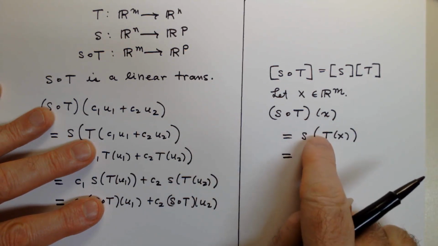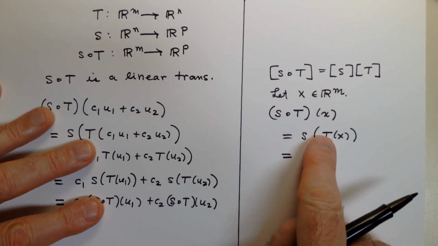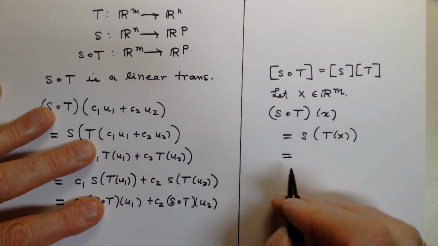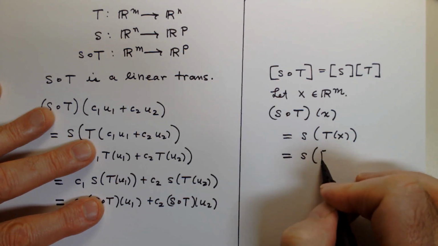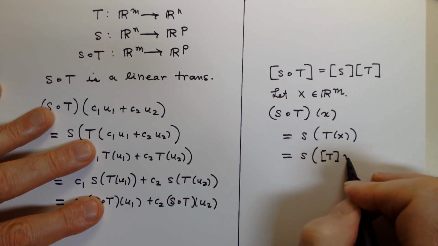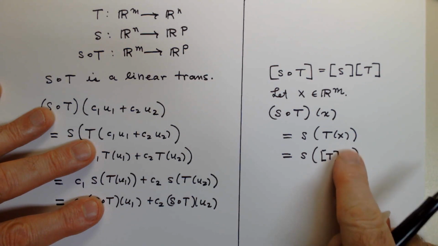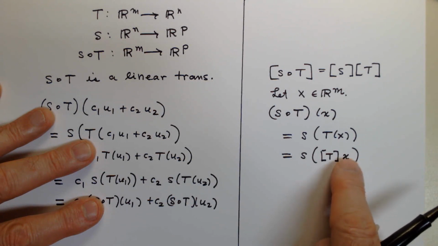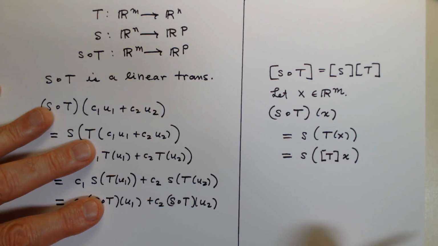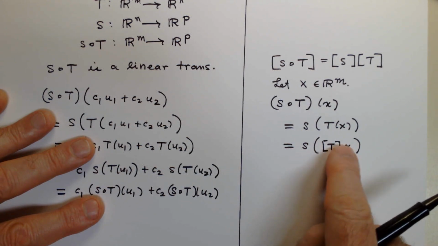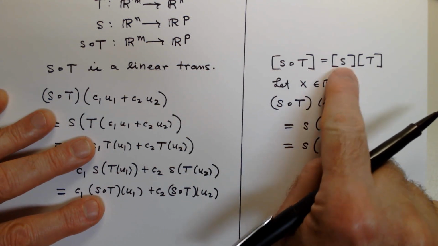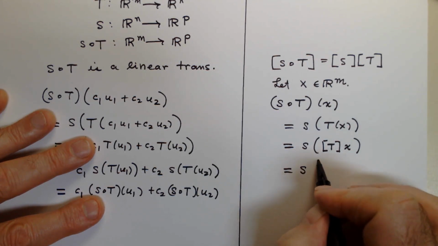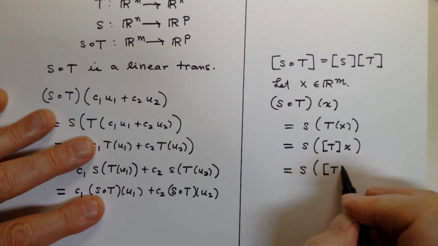But by the definition of the matrix associated with the transformation T, we can always calculate T of x by matrix multiplication. We can think of that as the matrix T times the matrix X, where I think of this as a column. So I can always treat T of X as the matrix T times the vector X. Now, this is just another vector, and by the definition of the matrix associated with the transformation S, I can always think of this as S applied to that vector.